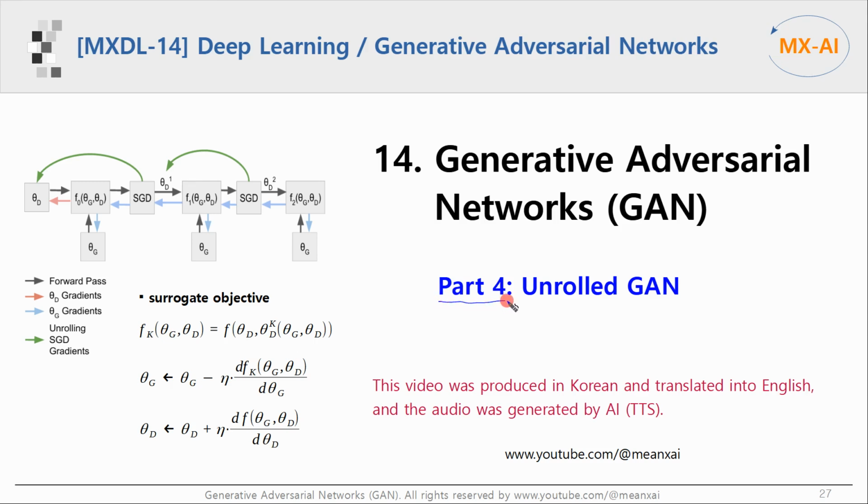This is part 4 of a series on generative adversarial networks. In this video, we will look at Unrolled GAN. This video was produced in Korean and translated into English. My voice is generated by AI, text-to-speech.